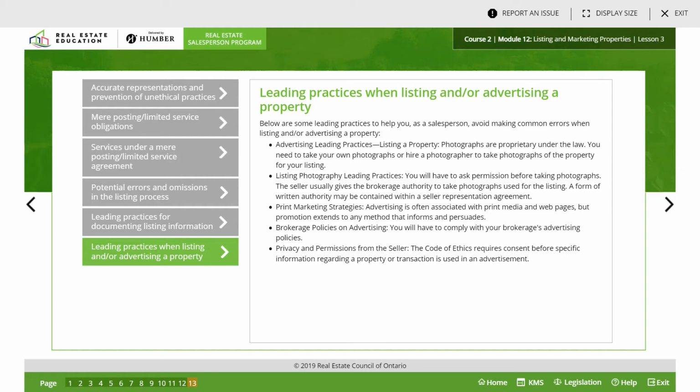What are the leading practices when listing or advertising a property? Advertising leading practices. Listing a property, photographs are proprietary under the law. You need to take your own photographs or hire a photographer. You need to hire a photographer to take photographs of a property for your listing.